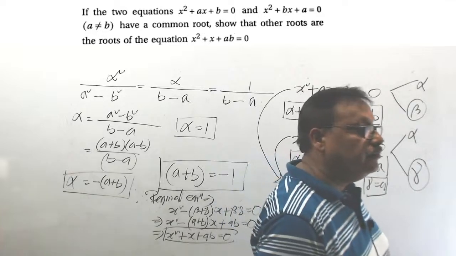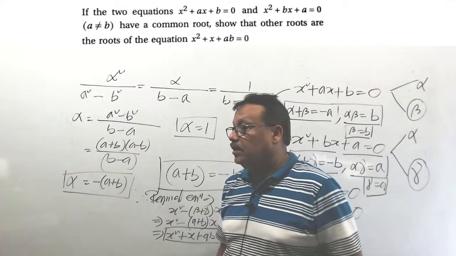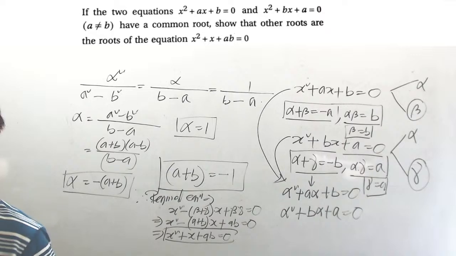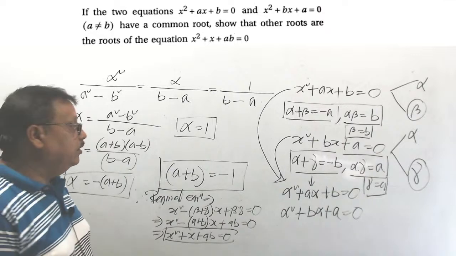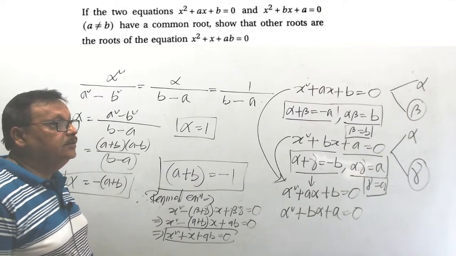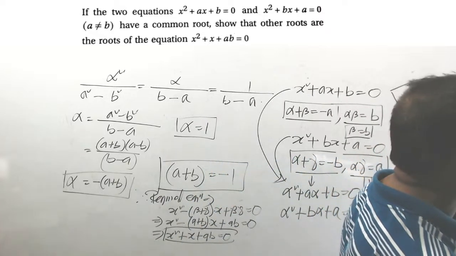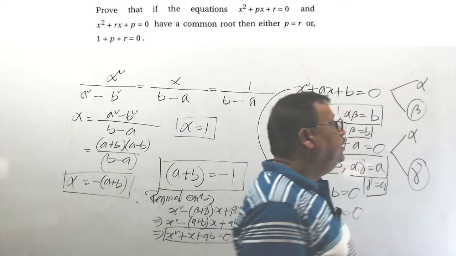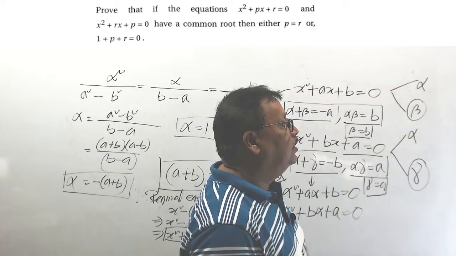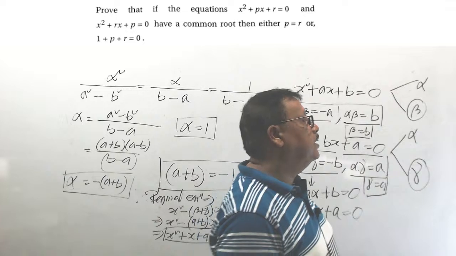Understood or not? See, this is an important problem, but you have to understand this technique clearly. Very important one. Okay, next problem: prove that if the equations, this and this, have a common root, then either p is equal to r or 1 plus p plus r is equal to 0.